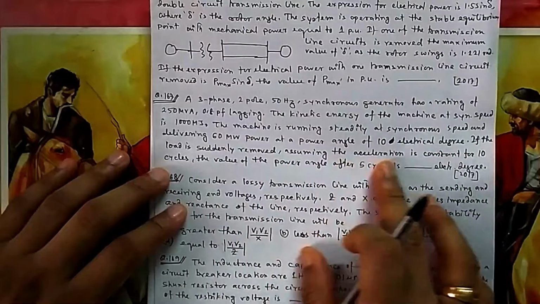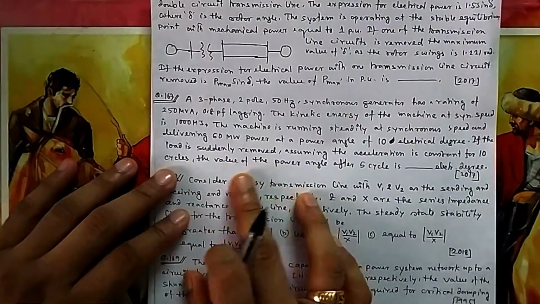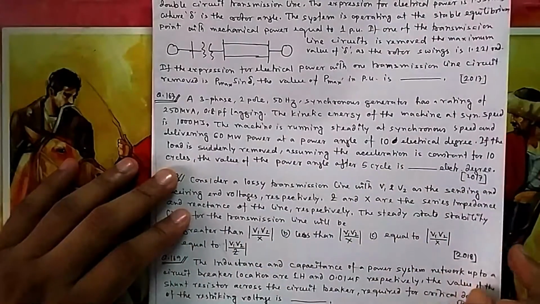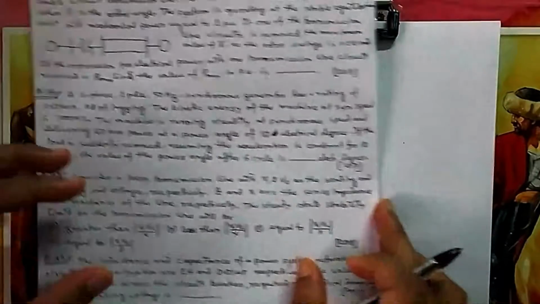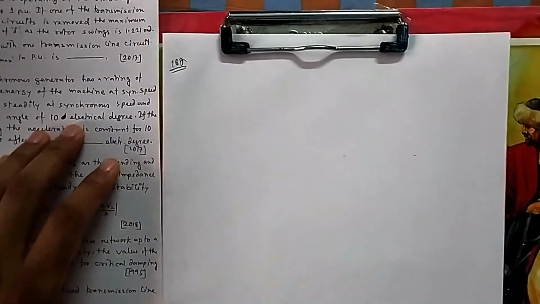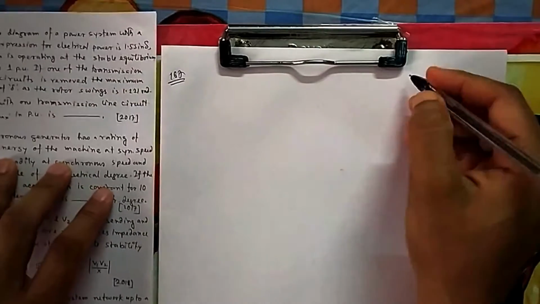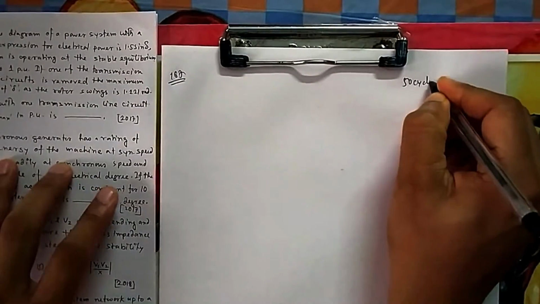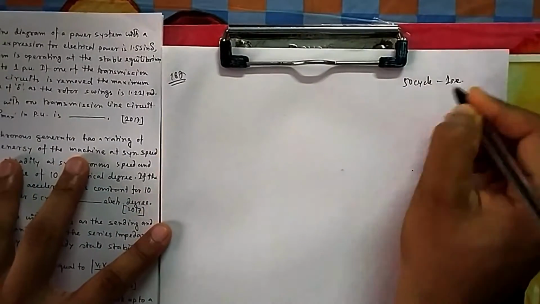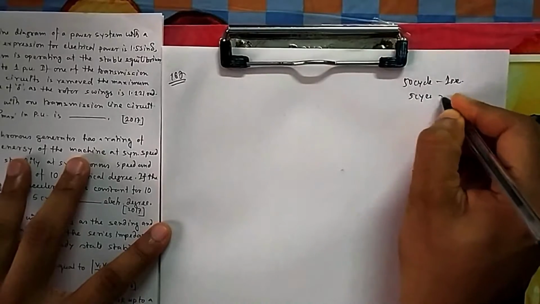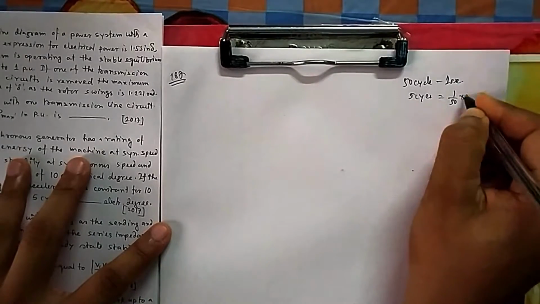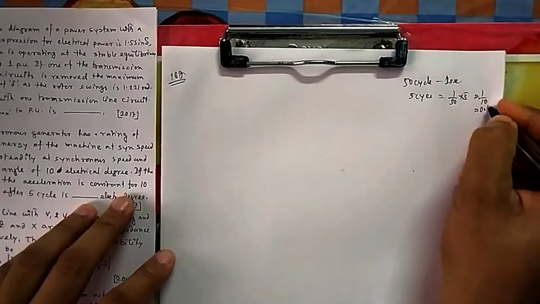If the load is suddenly removed, assume the acceleration constant for 10 cycles. What is the value of the power angle after 5 cycles? So what is 5 cycles? 5 cycles means how many seconds? It is a 50 Hz supply. So 50 cycles means 1 second. So 5 cycles means 1 by 50 into 5, so 1/10. So it is 0.1 second.